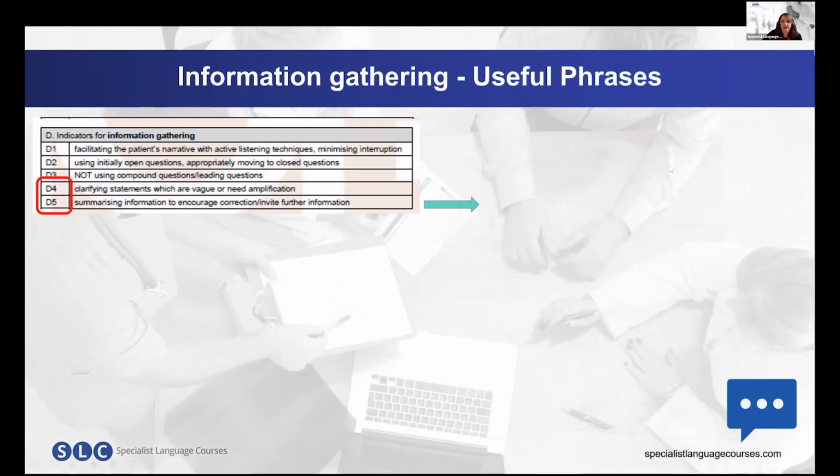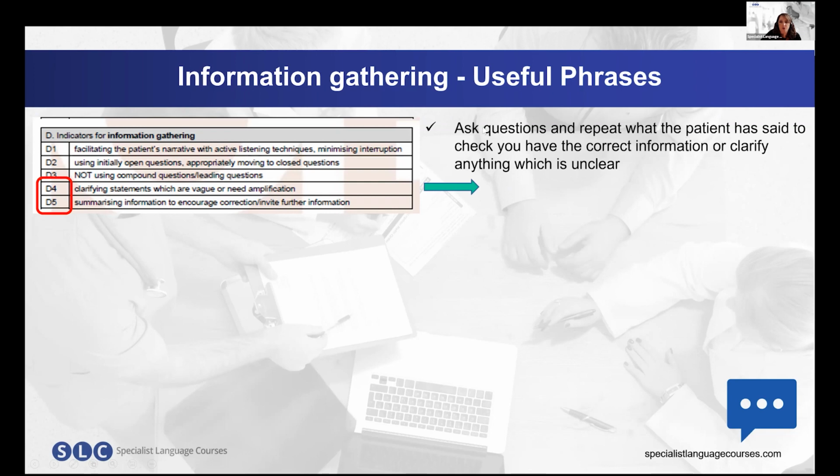Now, in the information gathering, the two areas that tend to be more problematic for students or are more difficult to remember are these final two. So clarifying statements and then summarizing information. When you listen to a patient, you may need to clarify what they've said to make sure that you've understood correctly. So you can ask questions or repeat what the patient has said to check that you have the correct information or clarify anything which is unclear.